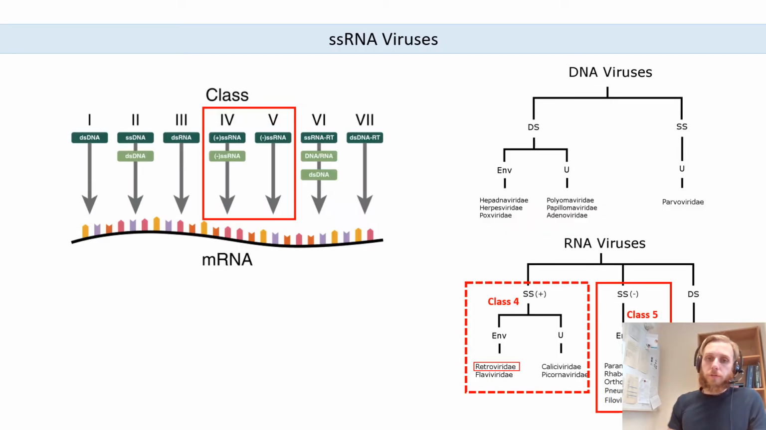So first off, we're going to talk about the positive sense single-stranded RNA viruses. Just a reminder, this is what we're talking about when we're talking about RNA viruses, particularly the single-stranded viruses. We're referring specifically to class 4 and class 5 on the Baltimore classification system, so the positive single-stranded RNA viruses and the negative single-stranded RNA viruses.